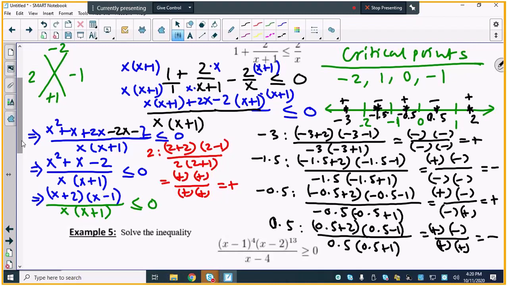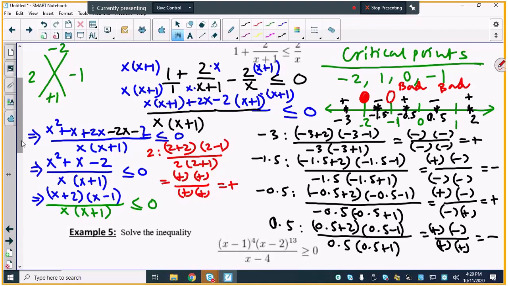So first, identify your bad points. Your bad points are where the denominator is 0. So that is bad, and this one is bad. I needed equal to 0 or less than 0. So I will say negative 2 should be closed because it is not bad. But negative 1 should be open because it is a bad point.